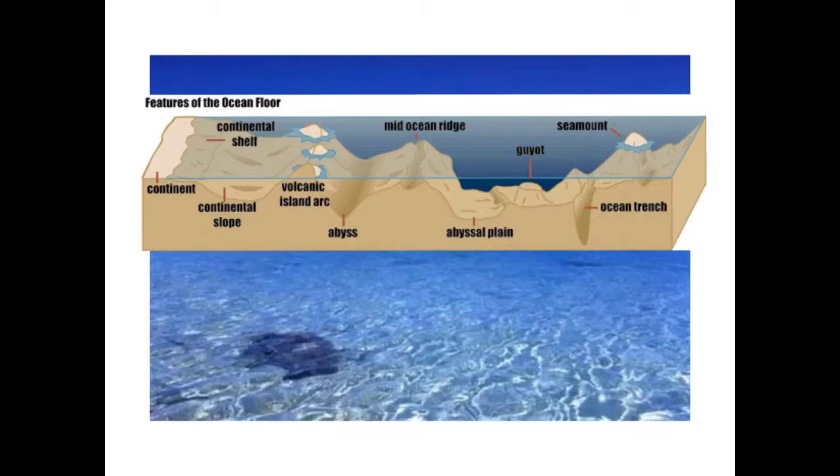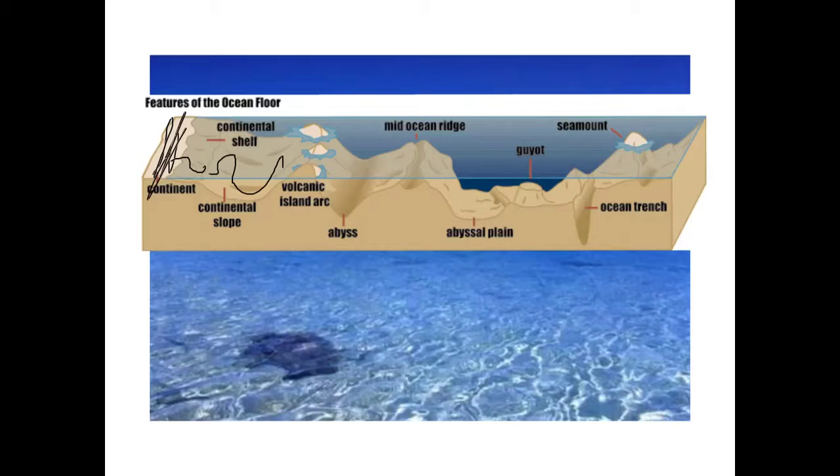You start with the continental shelf, which is right here. That is the continental mass. Then it goes into how the ocean gets deep. It goes into the continental shelf, which is a little bit under the ocean. Then you've got the continental slope, and that's a really, really deep part of the ocean.